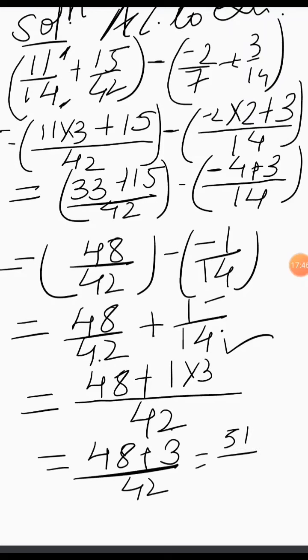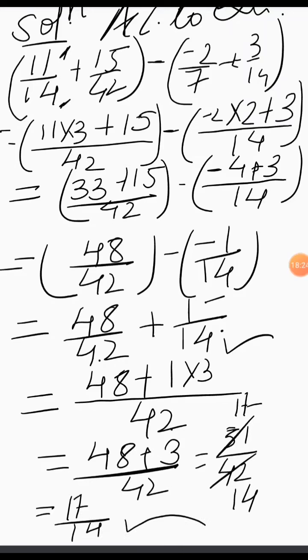Now 51 by 42. Okay. Now children, you can reduce it into the simplest form. You know what is the test of 3? Both the numbers are divisible by 3. 5 plus 1 is 6. Okay. So it is divisible by 3. So 51 is also, and this also. So when I will divide this 42 by 3, I am getting 14. And here I am getting 17. So what is the answer? The answer is 17 by 14.